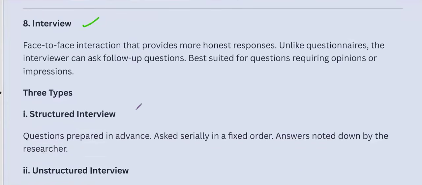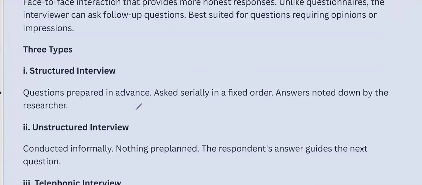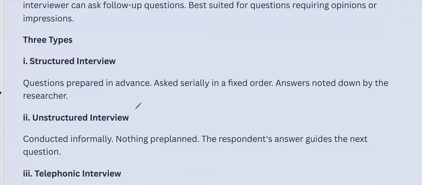Interviews. So face to face interaction. That's a very popular method. All these interviews you must have seen on TV, in videos, different YouTube videos. In that also we have types. One is the structured interview. Questions are prepared in advance, asked serially in a fixed order. Usually in interviews with political persons, you will see a highly structured interview, high powered people. You will see everything is predetermined. Questions and orders are also fixed.